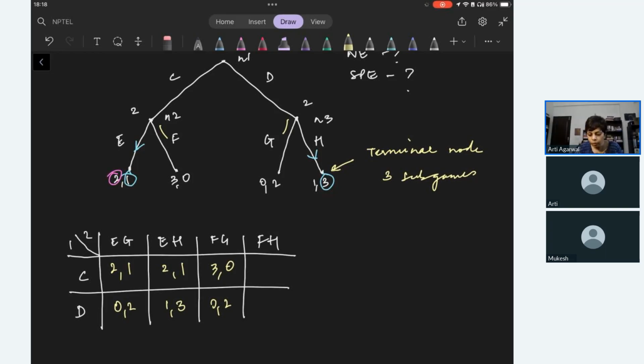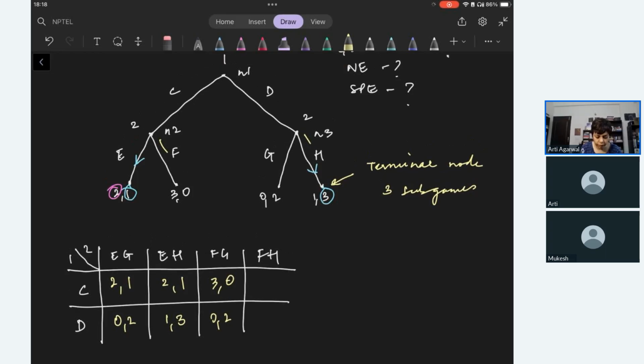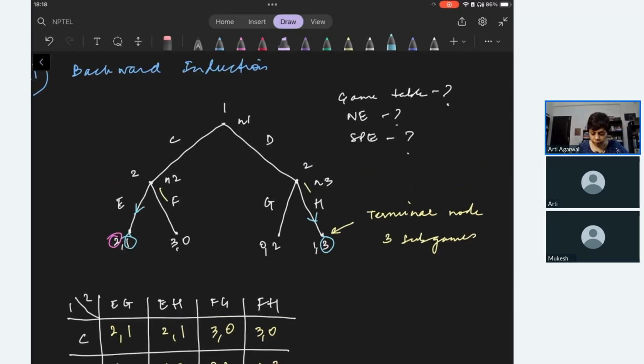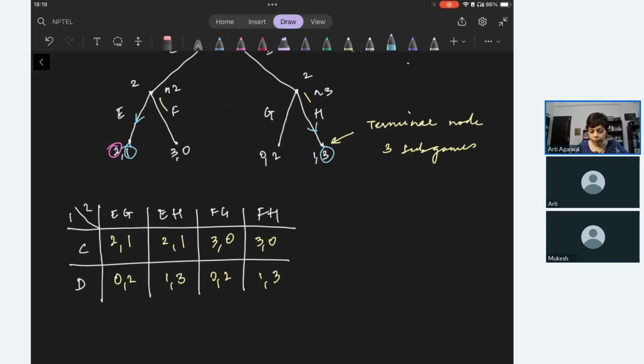Okay, so let's do the last part also. FH. So FH means if 1 is choosing C, then this is 3, 0. And if 1 is choosing D, then 1, 3. This is your game table. Now this answers the first part of the question, which is writing the game table. This is your game table, also called the normal form of the game.